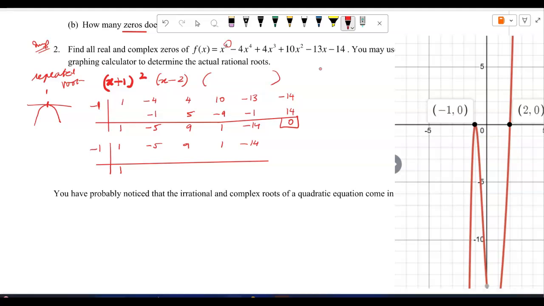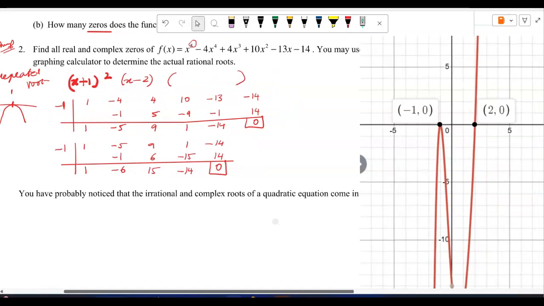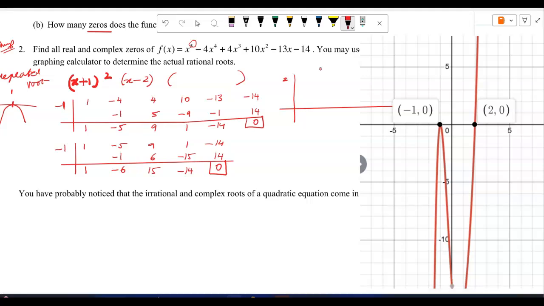Okay, so 1, minus 1, minus 6, 15, minus 14, 14. Now what will you divide by? 2. So you can take this in any order. You can take minus 1, 2, or you can take 2, minus 1. So you can divide first by minus 1, then by 2, then again by minus 1.